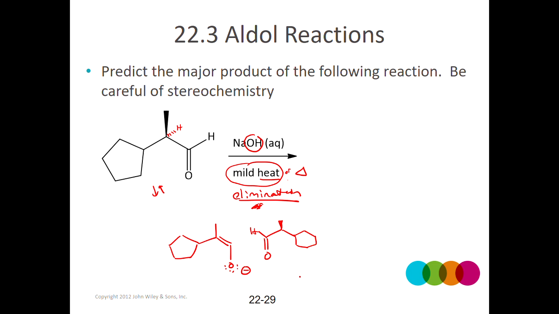attacking it. Oops, should be a 5-membered ring. Fix that up. So this is going to swing in and it's going to attack from here to the carbonyl, pushing those electrons up there.